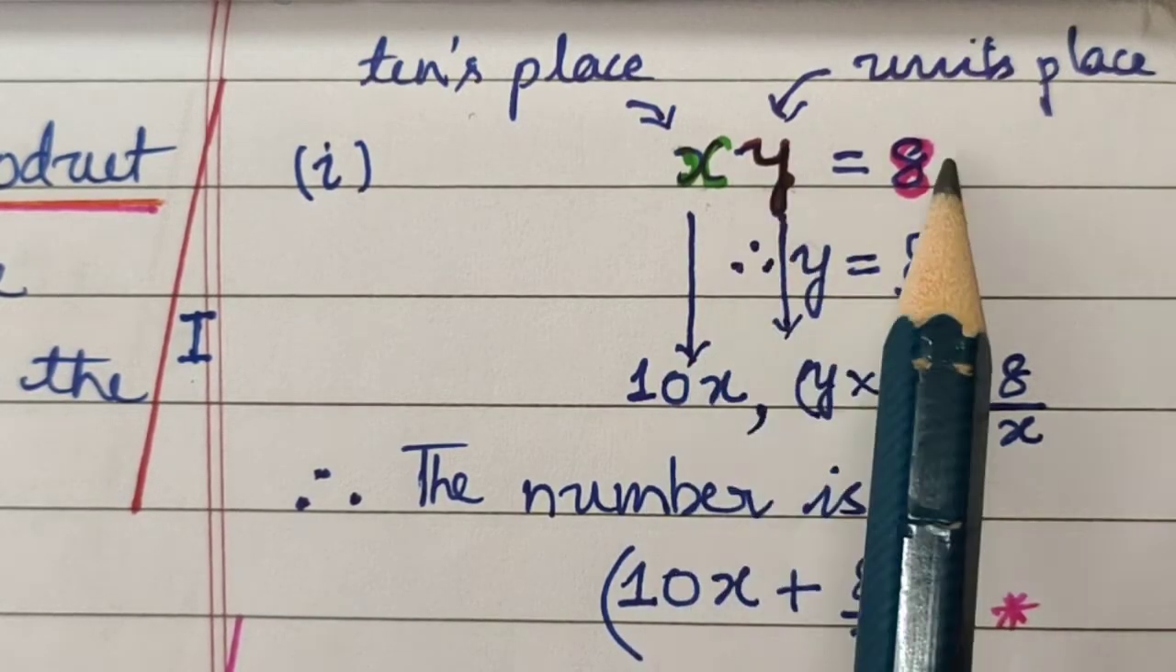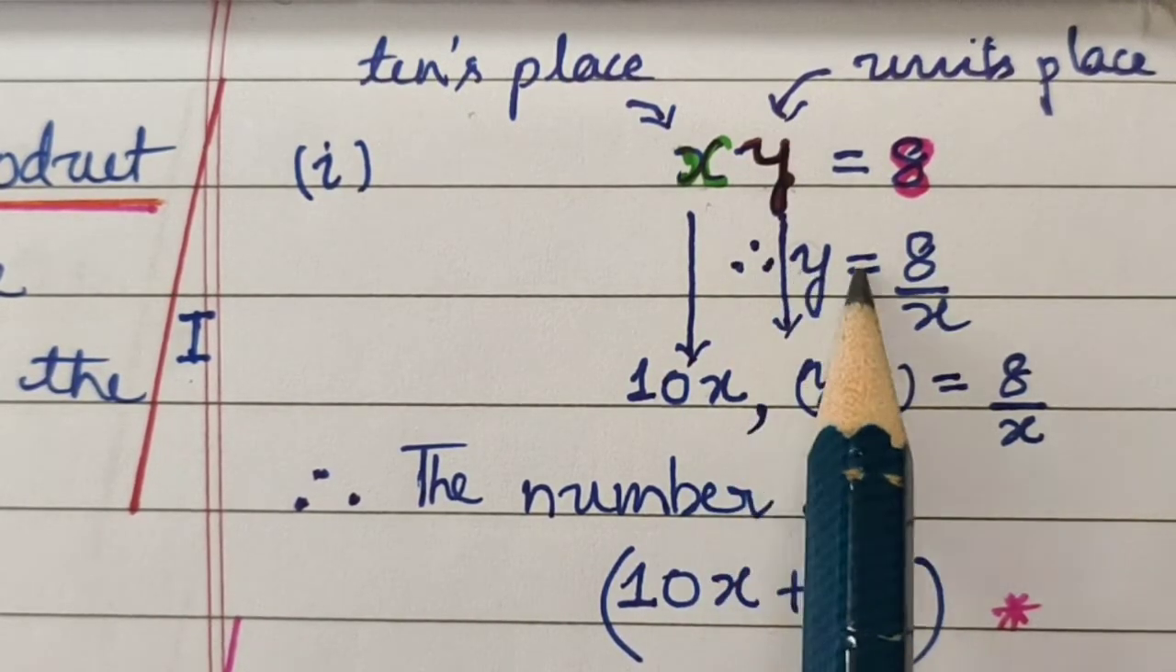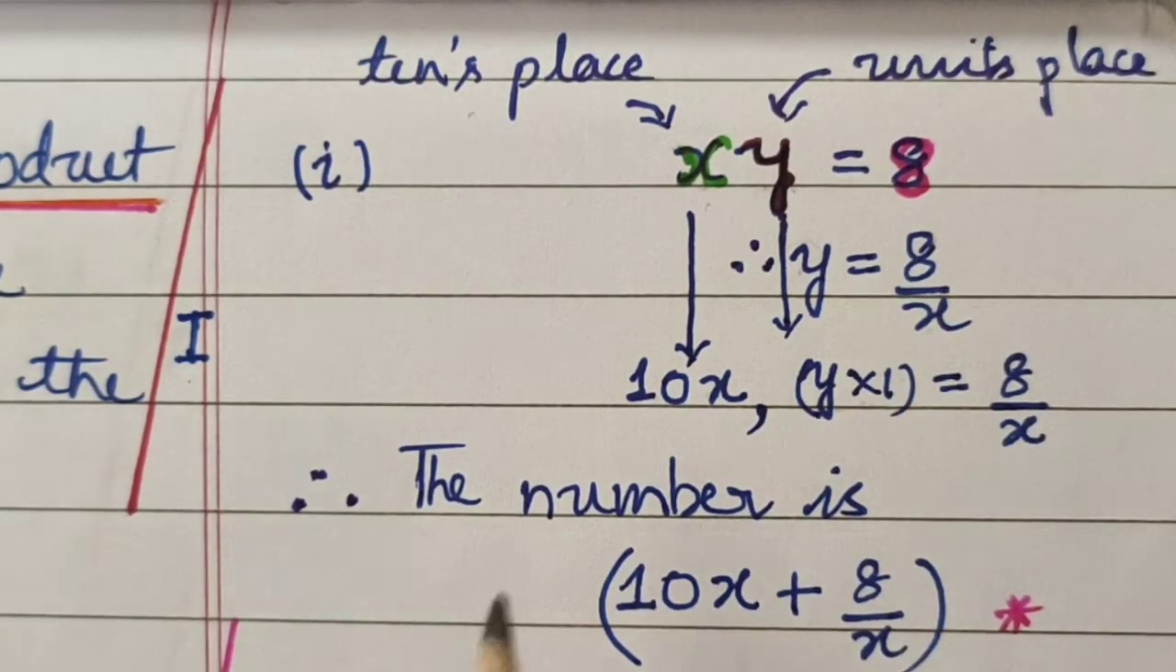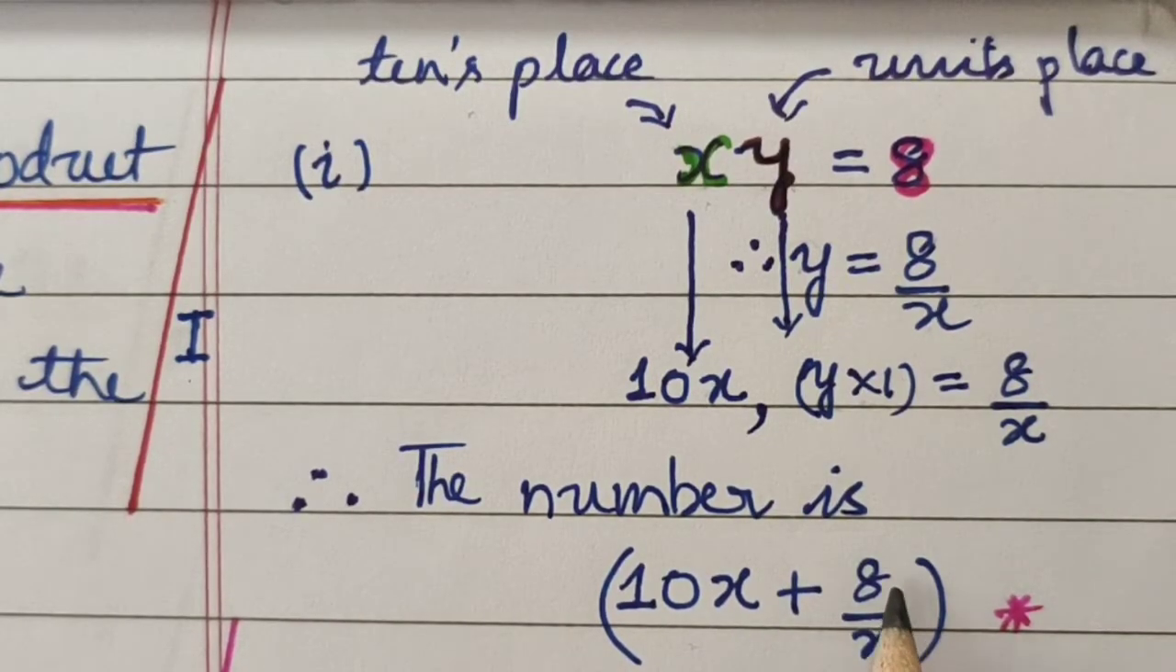So convert that into one variable. Therefore, y is equal to 8 by x, we can write. The number is going to be 10x plus 8 by x.